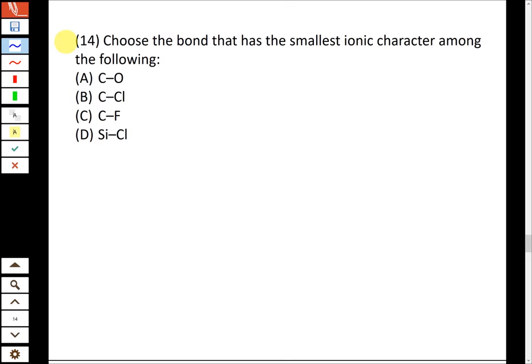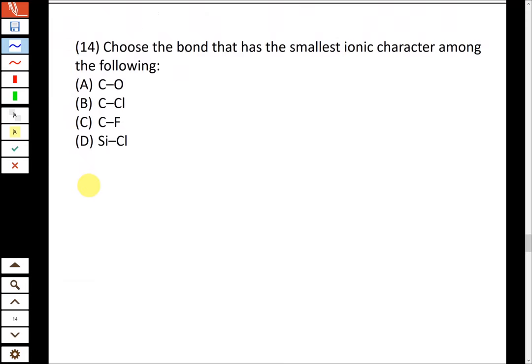All right, so now we're sort of transitioning into chapter 3 material, sort of. So we want to know which of the bonds has the smallest ionic character among the following. All right, so we're talking about ionic character. That's just another way of saying polarity. There are two different related terminologies that we use, but they mean the same thing. So smallest ionic character is another way of saying least polar. So if we had asked the question, which is the least polar, it's exactly the same question. It's just two different ways of saying it.